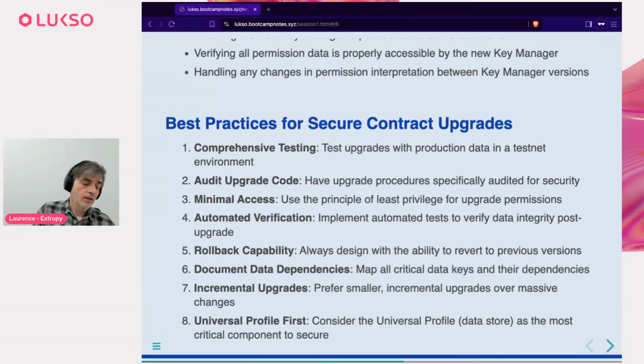So make sure that testing upgrades is part of your overall test suite. And when you have the process to do the upgrade, which you're probably going to have scripted, make sure that is audited as well. That has to be as secure as the rest of your code. So make sure that is checked.